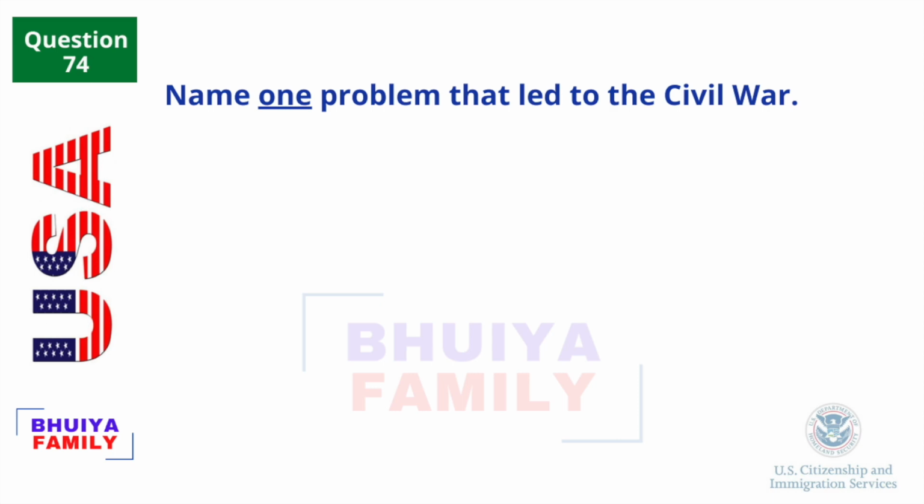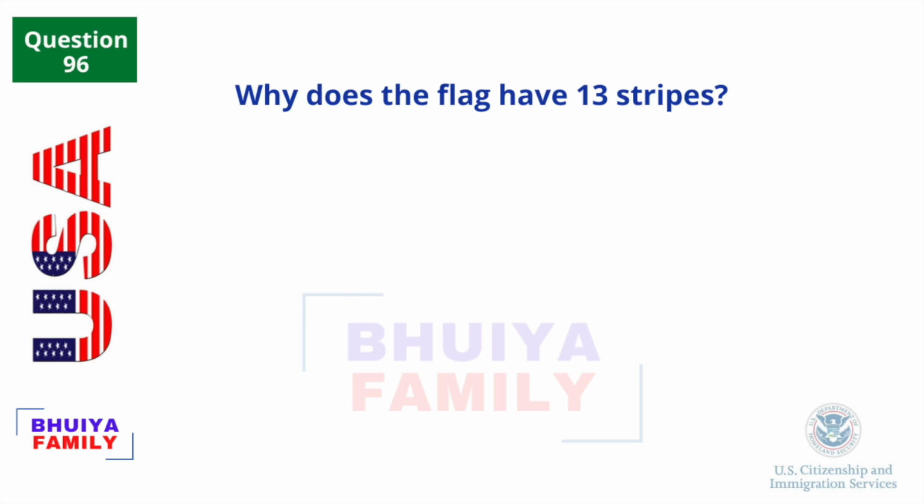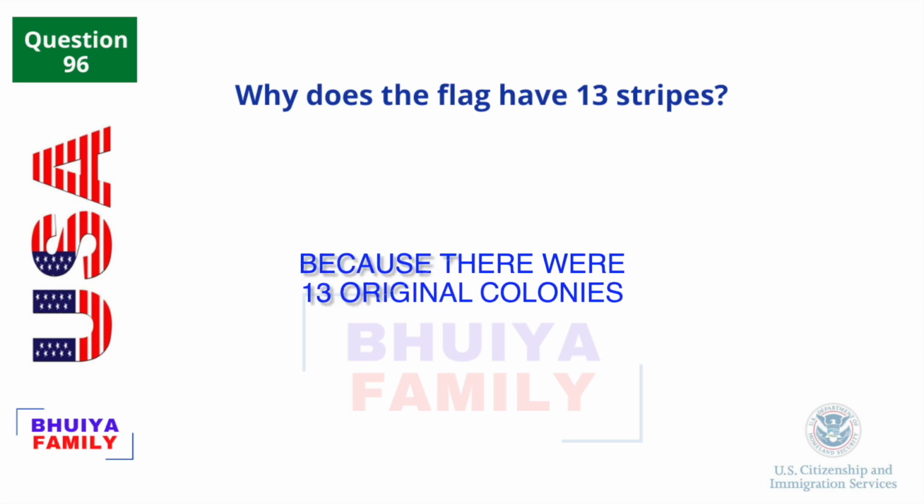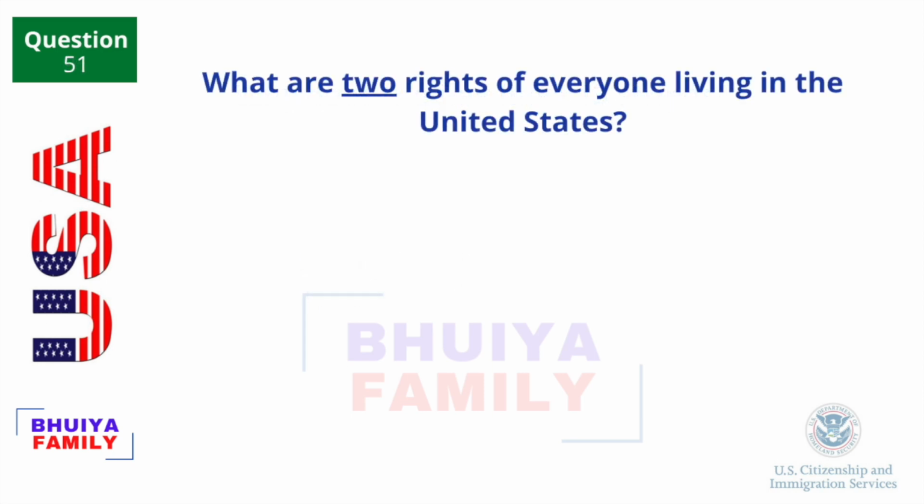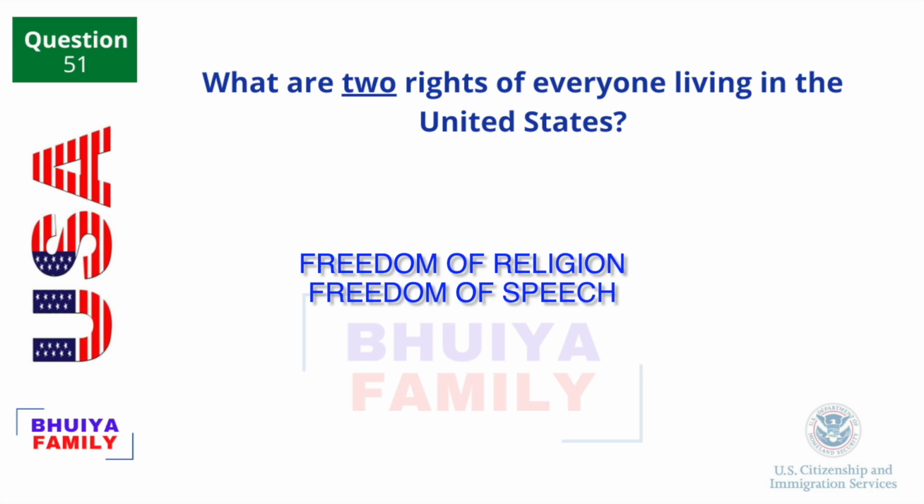Name one problem that led to the Civil War. Slavery. Why does the flag have 13 stripes? Because there were 13 original colonies. What are two rights of everyone living in the United States? Freedom of religion, freedom of speech.